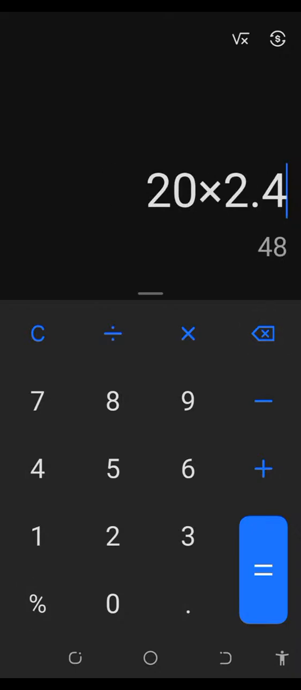So if you had $2,000, for instance, times 2.4%, what would you get? You get $48. So that means if you had $1,000, you would get $24 as your profit. If you had $100, you would get $2.40. And that's why with my $20, I was able to get 48 cents.